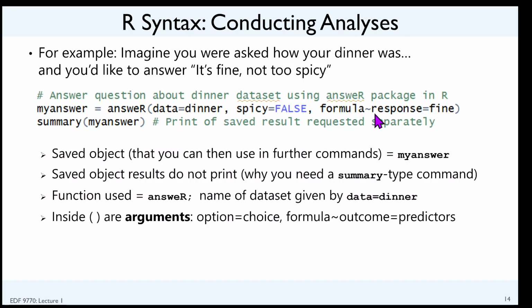And note this little thing here, that's a tilde or a squiggle mark as I call it sometimes. That's because equals was already taken. So rather than equals, they have this thing. So response would be the outcome you're predicting. On the other side of the tilde will be the predictors.